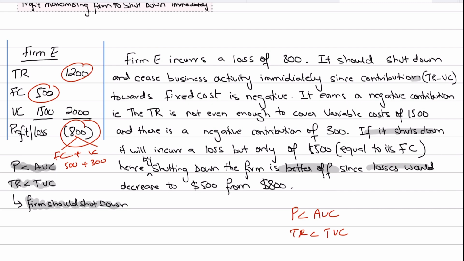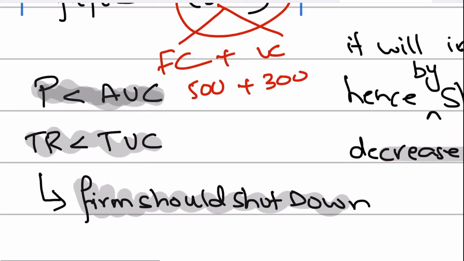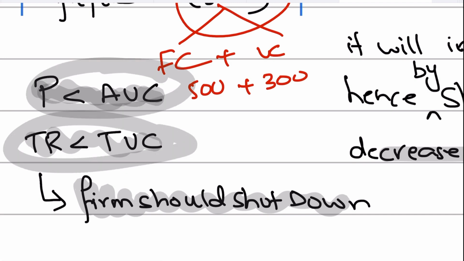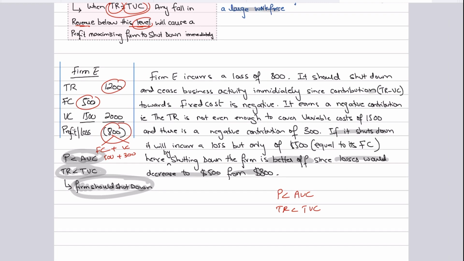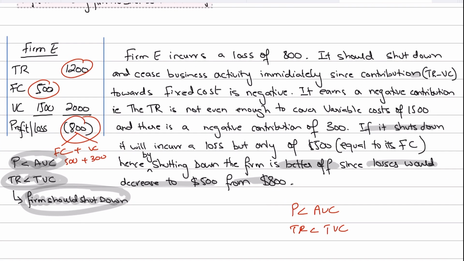ये लिखना सही है, since losses would decrease to 500 from 800. So remember the rule is whenever price is less than average variable cost and whenever total revenue is less than total variable cost, the firm should shut down. Okay, so this was the entire concept of shutdown, and now we will see in the videos, basically in the market structures, when you will be studying the graphs, graphs में हम किस तरह, how will we represent economic profits, losses and shutdowns and all of that. So a lot more is coming in the coming videos, which is very, very interesting.